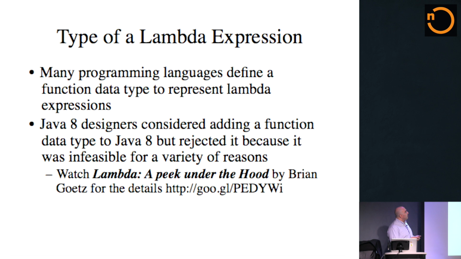Java. Many programming languages define a function data type as a native function data type. That was considered by the Java 8 designers, but they rejected it because if they defined a function data type, there were going to be a lot of problems with backward compatibility. In particular, type erasure was going to make it very, very difficult to use. All of the details about why they implemented it the way they did are in this really fantastic presentation, Lambda: A Peek Under the Hood, by Brian Goetz from last year's JavaOne.